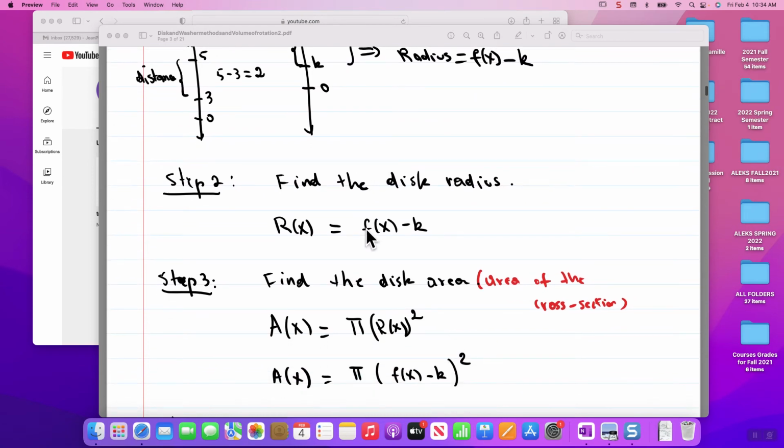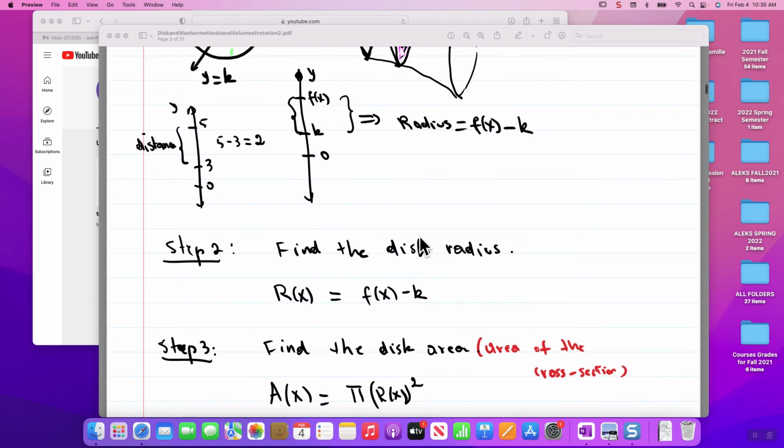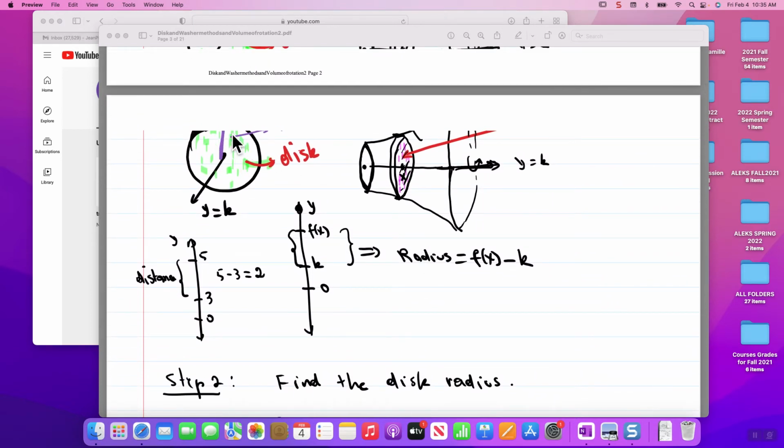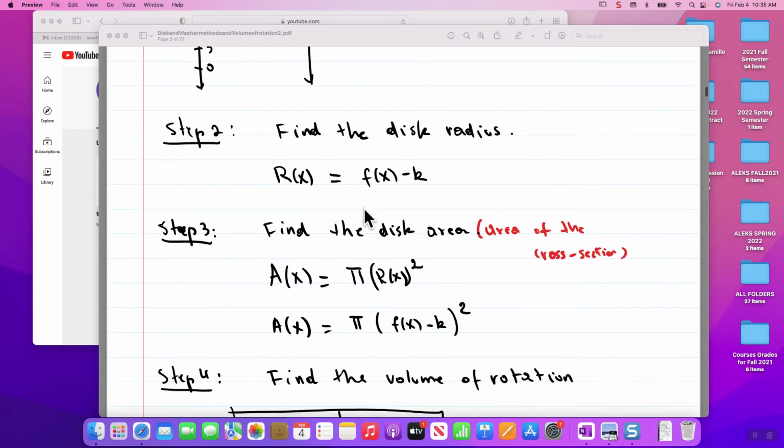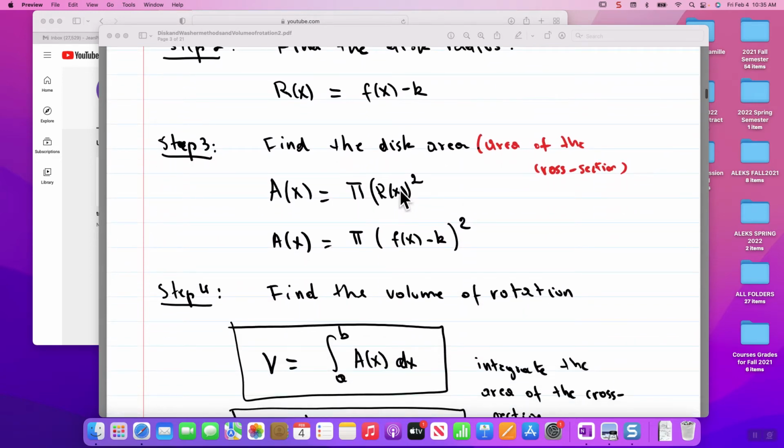Now it's just some kind of routine. So you write down your radius, which you name r of x, radius as a function of x, because you have f of x here. So r of x equals f of x minus k. And then step three, you find the area of this disk, which is the area of the circle. The area of a circle in general is always pi times radius squared. Our radius is f of x minus k, so we replace r of x by f of x minus k. We get the area.